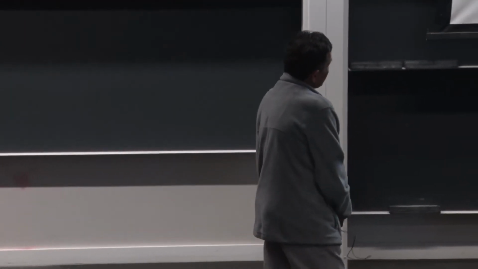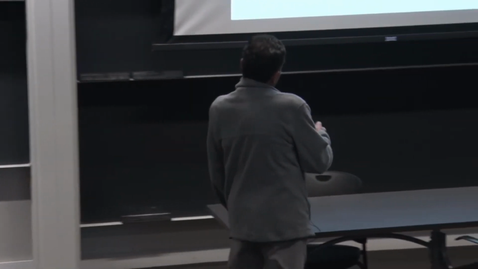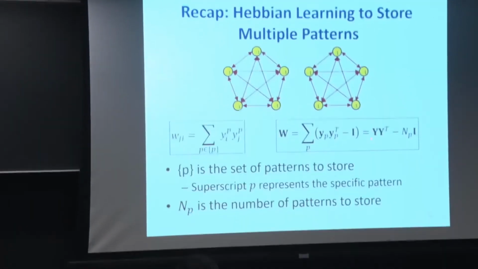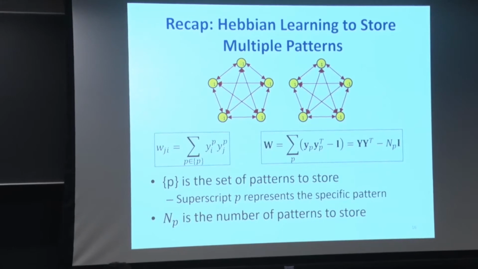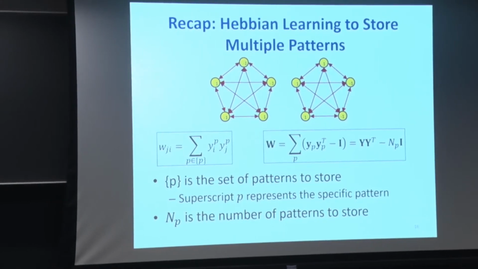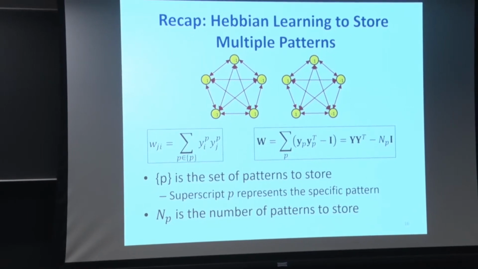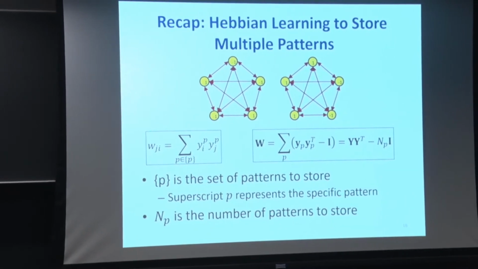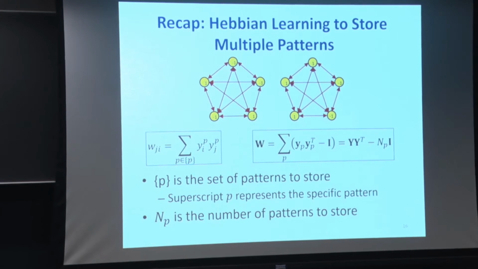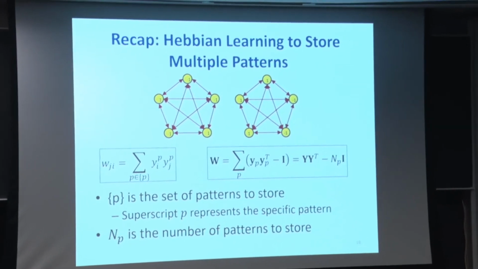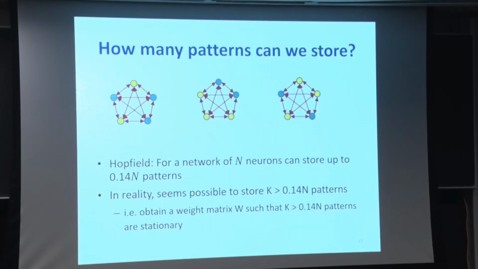So for the simple Hebbian learning rule, you're going to have to subtract out the I, so that's just going to be YY transpose minus NP times I, because the diagonal entries occur for every single pattern. So you're going to have the diagonal term factored in NP times, right? So again, everybody's clear about what I'm talking about over here. It gets thicker from here, right?